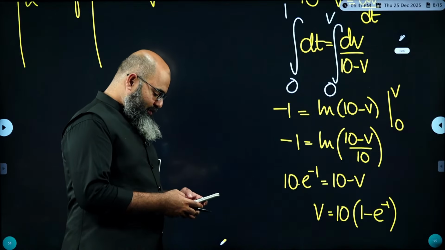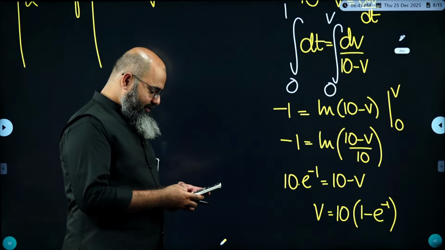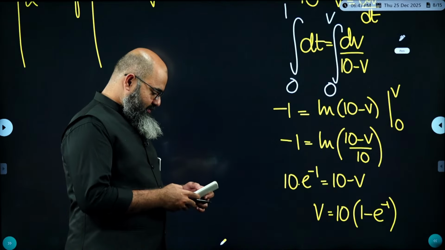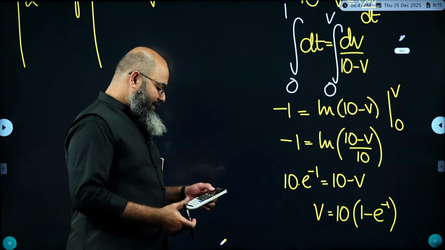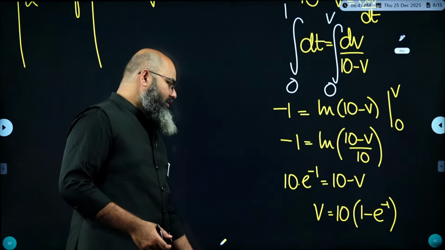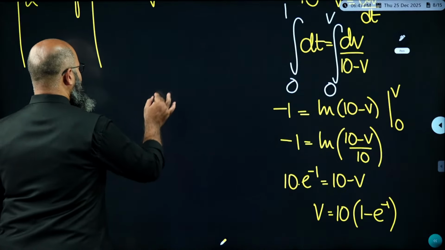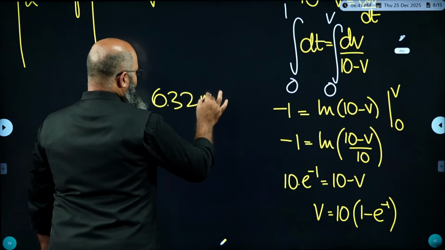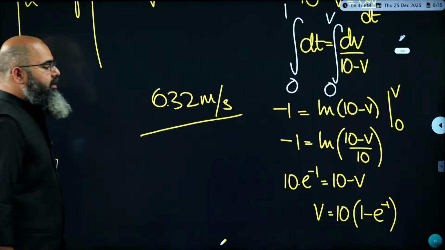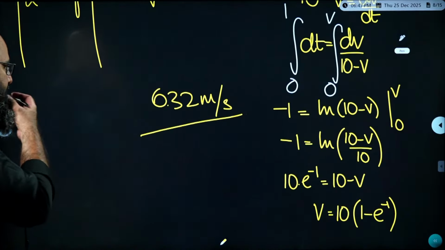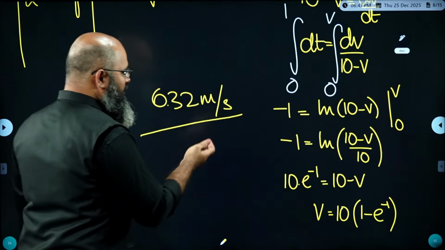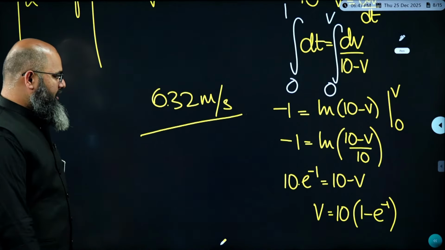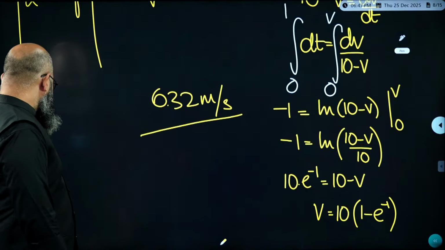I personally prefer to push calculations for the last step when it comes to these numerical answer type questions. I'm getting the answer as 6.3212. To 2 decimal places, the answer is 6.32 meter per second. This is worth 2 marks in your examination. It had a concept of Newton's second law and kinematics with some basic integration. This should be very easy for you. Moving further to the next question.